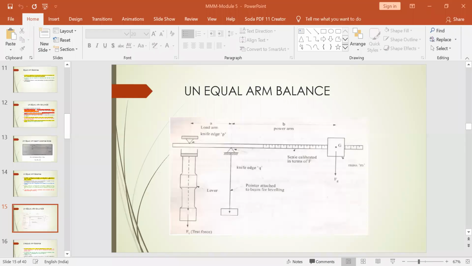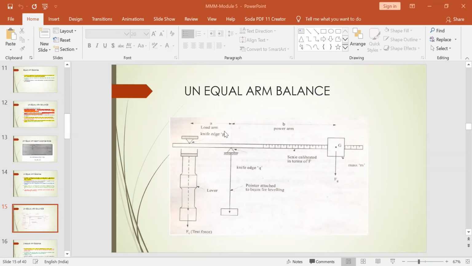Okay, so welcome back. We were dealing with the unequal arm balance, right? I was just explaining the knife edge, how it will be constrained for balancing the load arm with respect to the test force, which is generated due to the tensile force exerted by the gravitational force of the standard mass you are applying across our power arm.